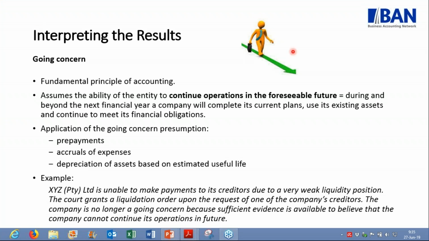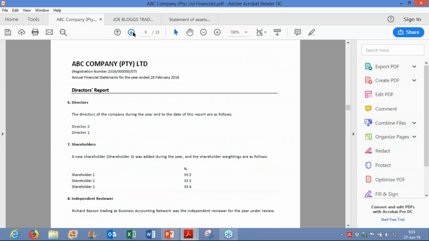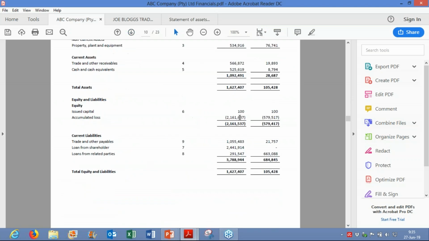Now, I'd like to take you back to the practical example that we were just looking at to see why we do not have a going concern problem in these financial statements. If you page down to our equity where we were just now, we can see that our liabilities did exceed our assets because we have negative value over here, or negative equity.